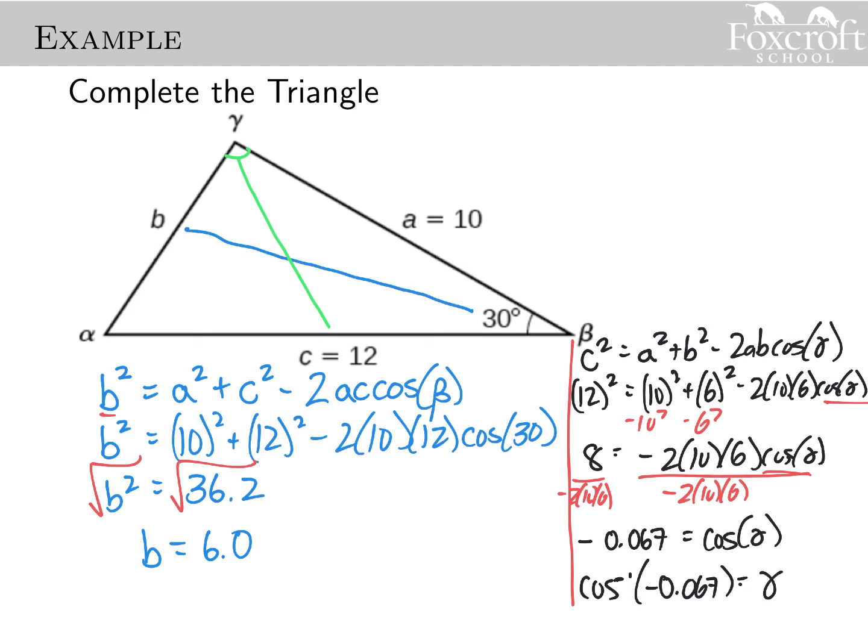And now I just type this into the calculator. Arc cosine, or cosine inverse, of -0.067. And that gives me that this gamma is a 93.8 degree angle. All right, so I just use the law of cosines. I put everything in where it goes and then just solve and use inverse trig to get the answer. And then, of course, I could find alpha because it's just subtracting the two angles I know. If I use a calculator again, 30 minus 93.8. Yeah, alpha ended up being 56.2 degrees.